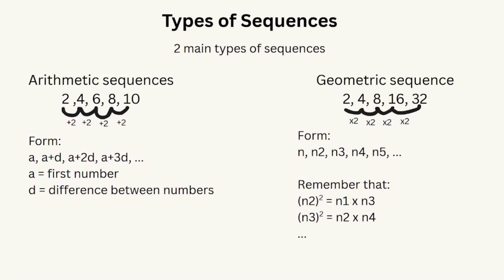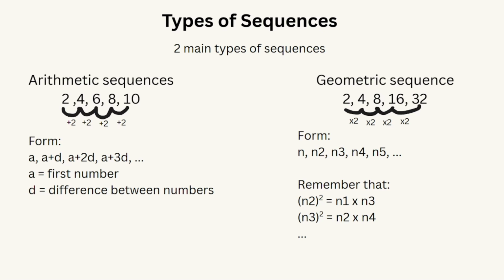An arithmetic sequence is when the base number is added by the difference. In our example, the base number 2 is being added by 2 over and over again. The form of an arithmetic sequence is A, A plus D, A plus 2D, A plus 3D, and going on, A being the first number and D being the difference between numbers.